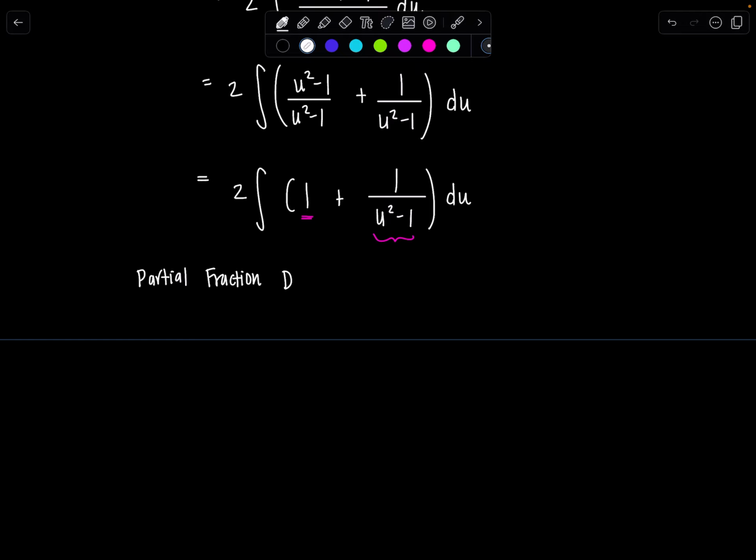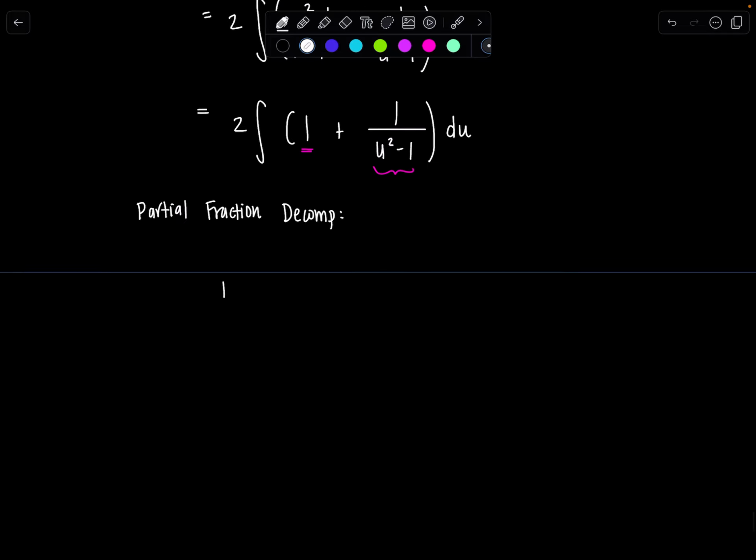Unless you memorized it. Some people just love memorizing stuff. Not me. I memorize only what I have to. So let's factor the denominator, u squared minus 1. That's going to factor into u minus 1 times u plus 1.